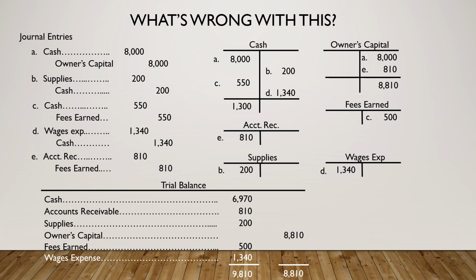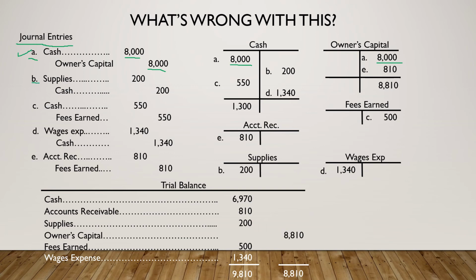On page 12, let's identify the errors in the following information. We're also going to presume that the journal entries are 100% correct. So the easiest way to go about this is to start with our journal entries and trace them to the general ledger. So for starters, transaction A, we debited cash for $8,000. We see that in the cash account. We credited owner's capital for $8,000. We see it in OC. So that one's good.